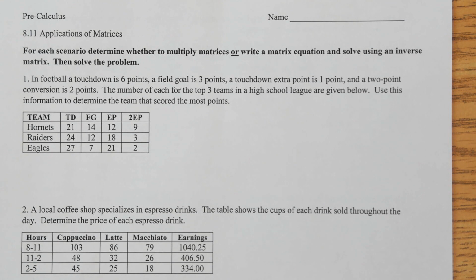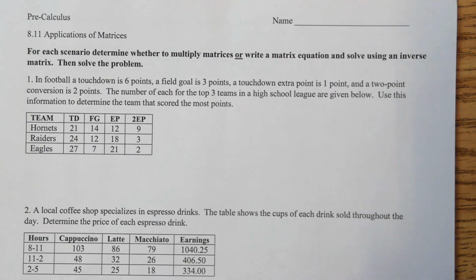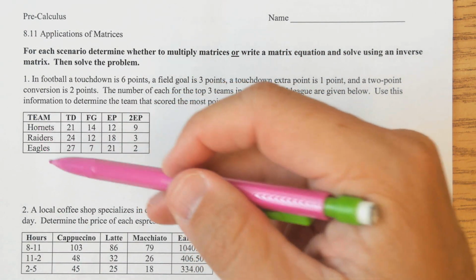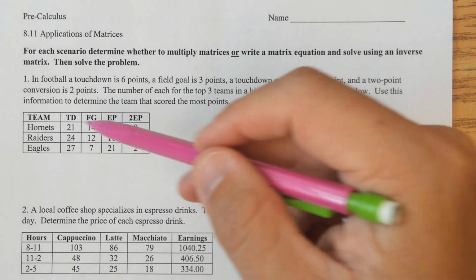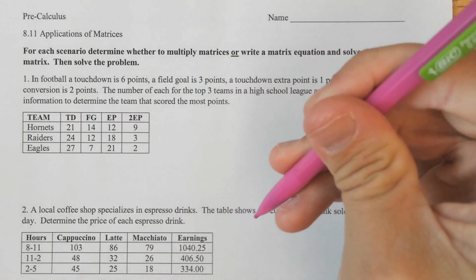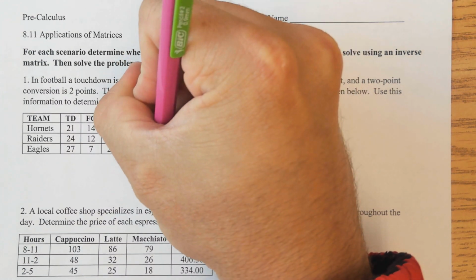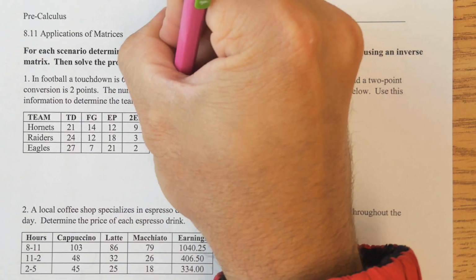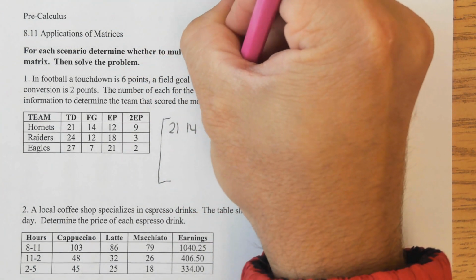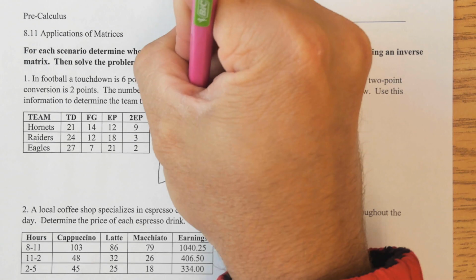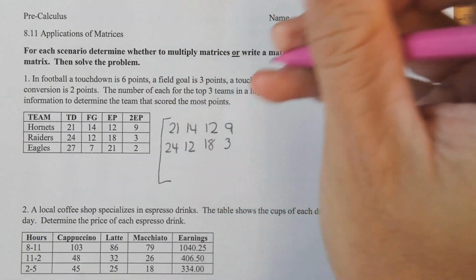And so when we do that, we can just multiply. It's going to look like this. Don't think of the Hornets, Raiders, and Eagles as part of our columns. Our data starts here, so we have 3 rows and 4 columns. Let's rewrite that as matrix A. So we're going to have 21, 14, 12, 9, 24, 12, 18, 3.